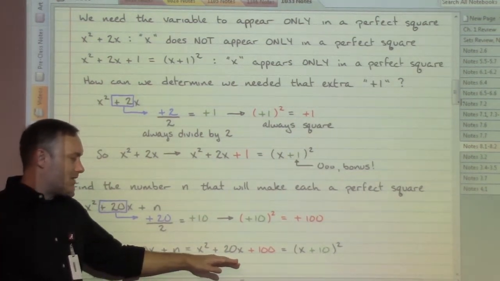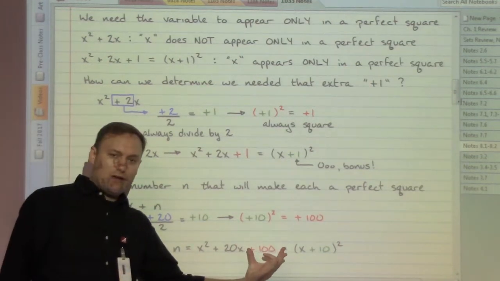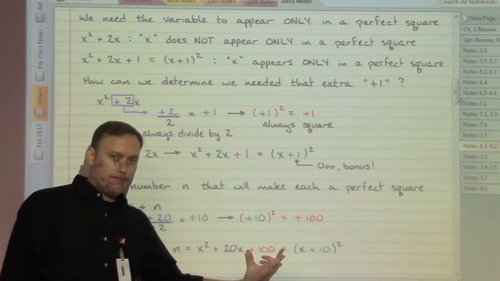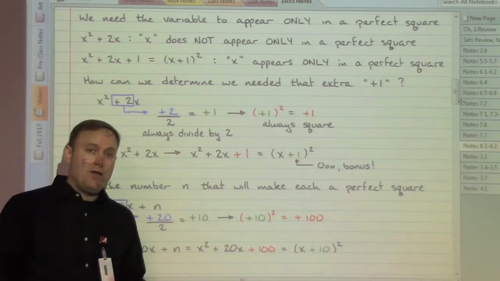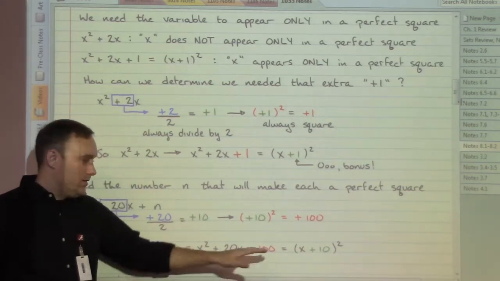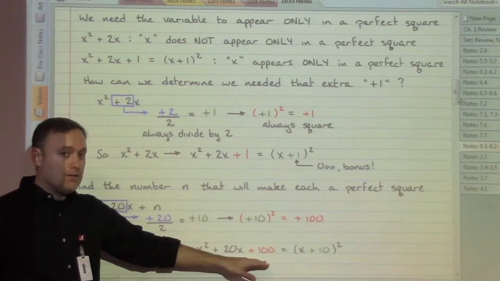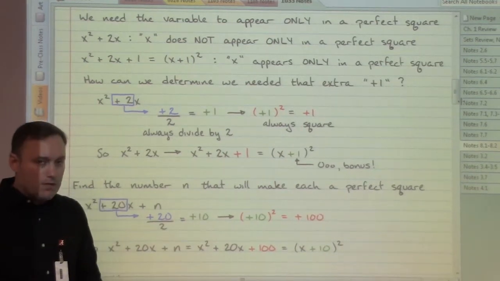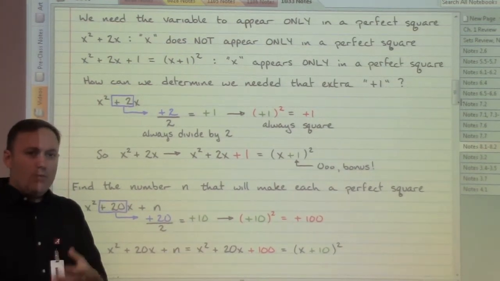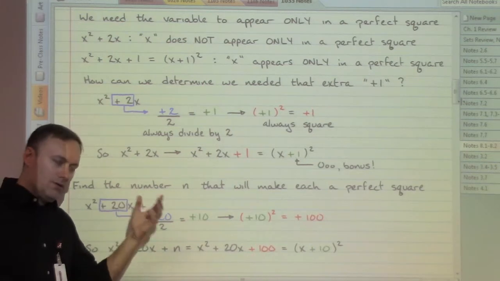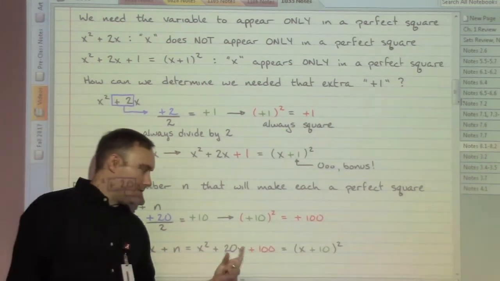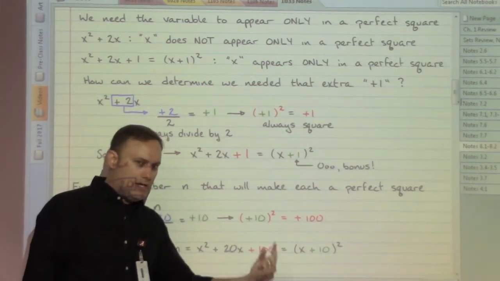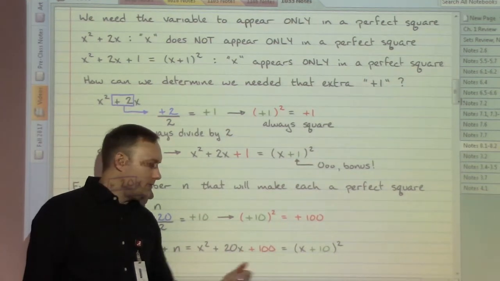I need to take that x squared plus 20x and have an extra plus 100 on that so that I can write a perfect square. So that plus 100 is something that is important to us that we will be using in another little bit here when we begin to solve equations by completing the square. So that red plus 100, very key thing that we are going to have to recognize.